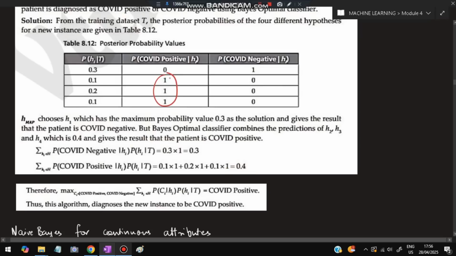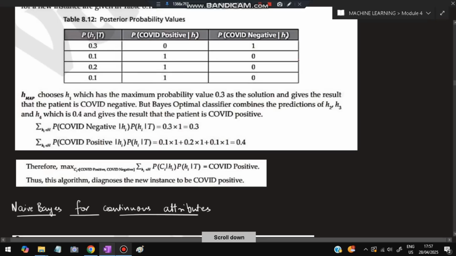But it might not always be the case. What if the ones were more here, and these values were lesser, for example 0.05? It would still not become greater than 0.3. So we always have to calculate and see. This is the optimal classifier.